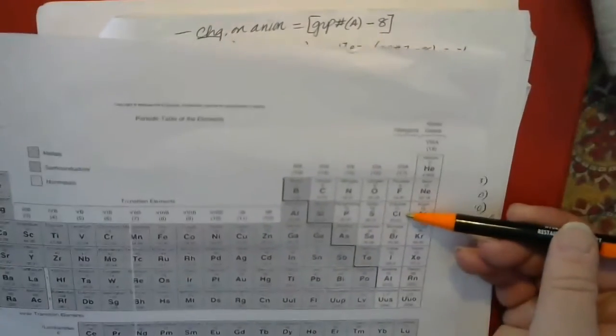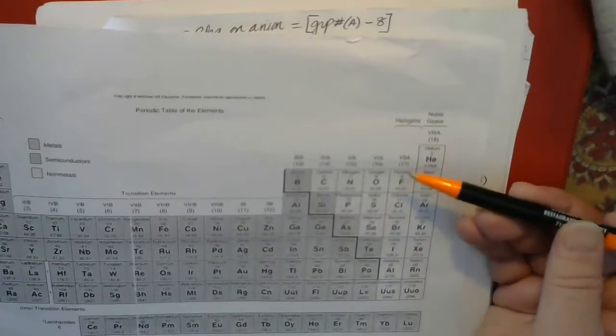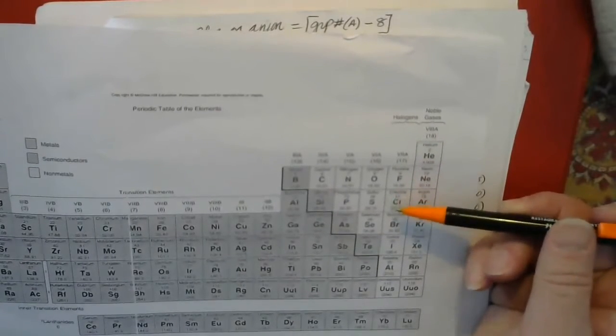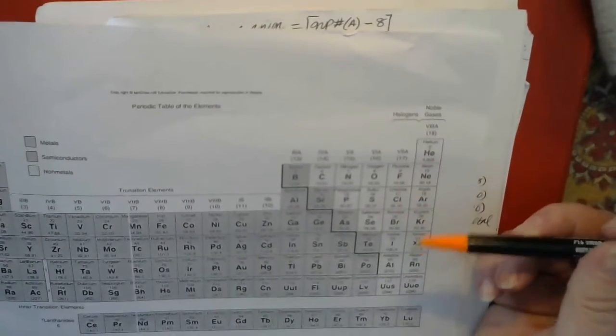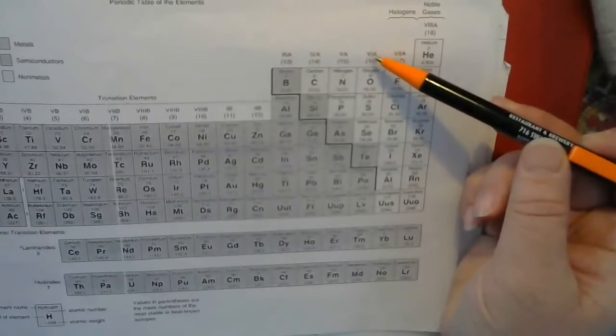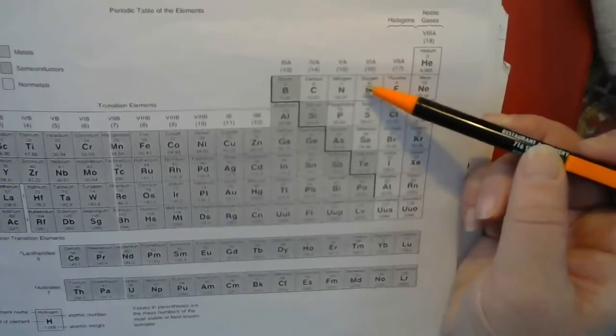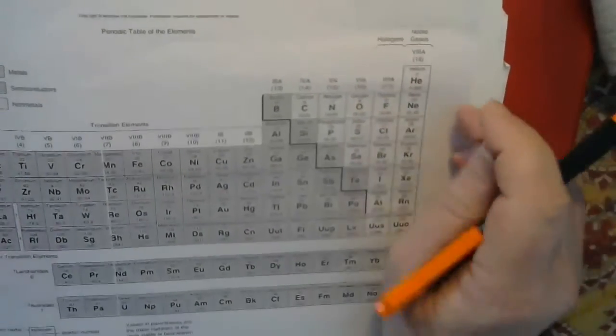So if you're talking about, say, chlorine, it's in group number 7A. So 7 minus 8 is -1. You would expect the charge on a chlorine ion to be -1. If you're looking at oxygen, oxygen is in group 6A. 6 minus 8 is -2. You expect the charge on an oxygen ion to be -2. And that's exactly what they are.